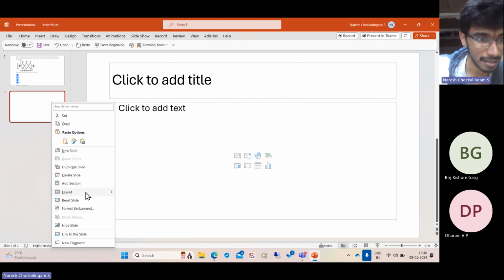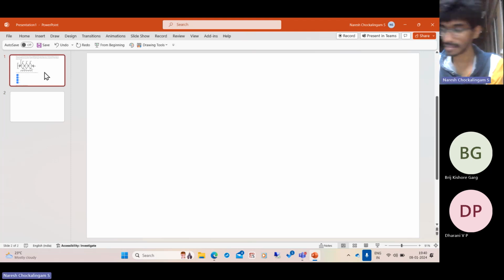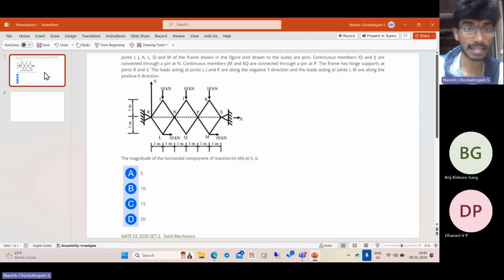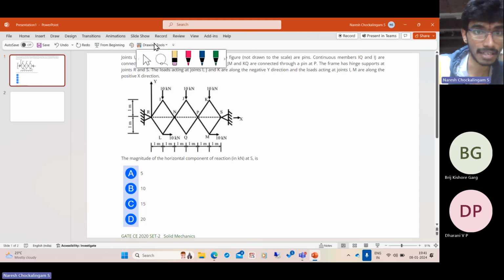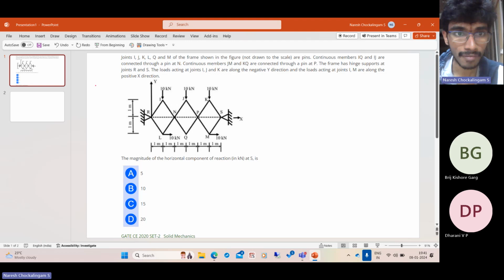So this question, what is it? Okay. So this is an interesting question in structural analysis. And it should be done very carefully. It's easy to make mistakes in this question. So let us see how to solve this.